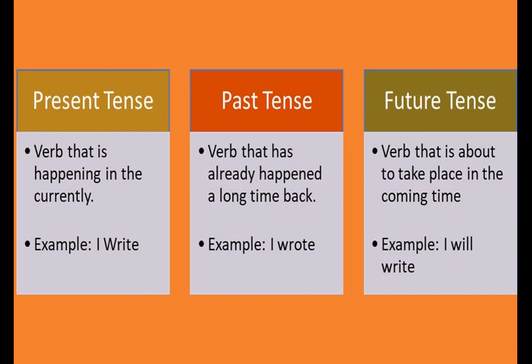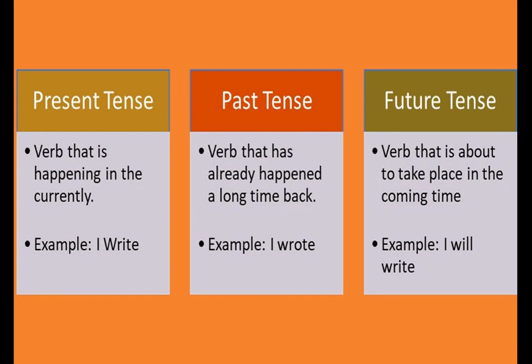The things which happen currently, whatever is going on at present, that is the present tense. For example, we can see a very simple example written here: I write. I write means presently he is writing. That is the present tense.